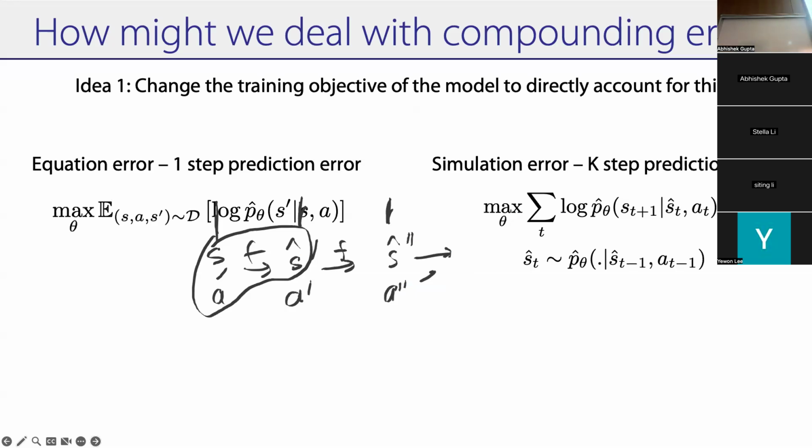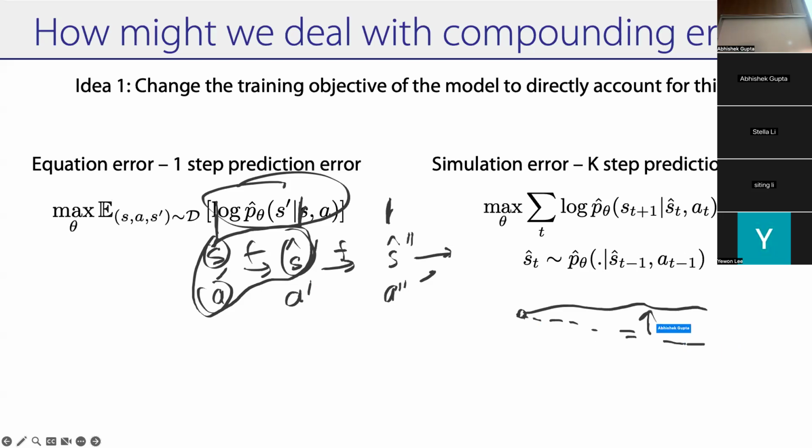This objective is the one-step loss, trying to make the prediction from S and A as close to S prime as possible. You can take the output of your model, stick it back into your model, predict the next step, and supervise the losses at multiple steps. What this is trying to do is make the true environment and the multi-step model rollouts closer to each other.